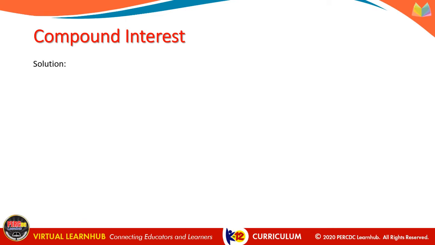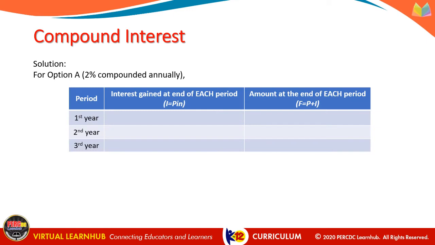For our solution, let us first consider option A, which is 2% compounded annually. Let's have this table so that we can clearly see what's happening with the investment, okay? In the first column, we have period: first year, second year, and third year. The money is invested for 3 years. On the second column, we have interest gained at the end of each period.